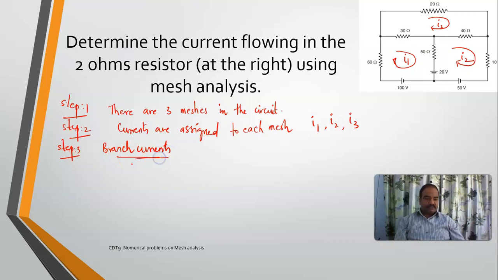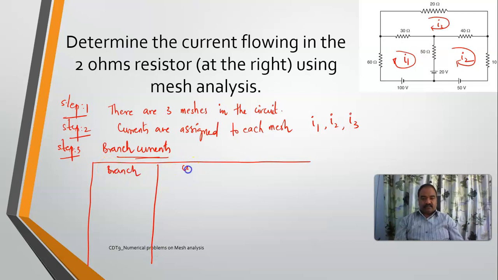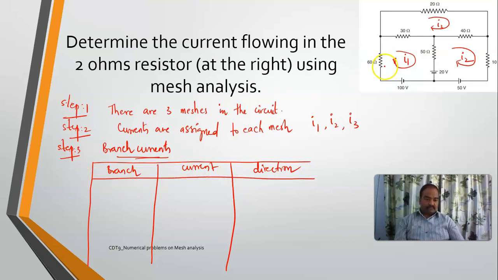Right. So whenever we are trying to determine the branch currents, it will be easier for us if we write a table. So this is the branch, and this is the current, and this will be the direction of the current, right? How many branches are there? We will count the number of resistors: 1, 2, 3, 4, 5, 6. We neglect the current sources or voltage sources. So 60 ohms, 30 ohms, 50 ohms, 20 ohms, 40 ohms, and then I do have a 10 ohms resistor, isn't it?